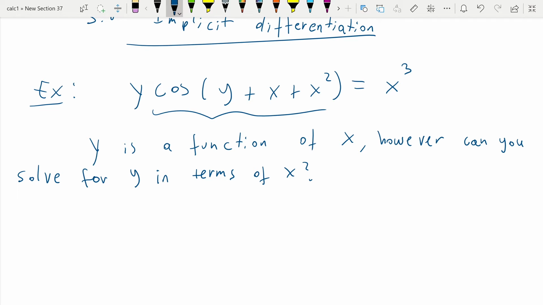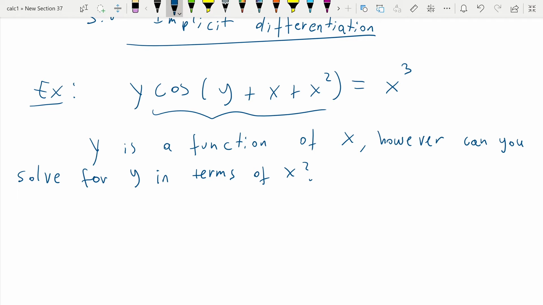So the best bet that you have when dealing with these kinds of expressions and situations is to do what we call implicit differentiation. So use implicit differentiation if you want to find the derivative of y in terms of x.